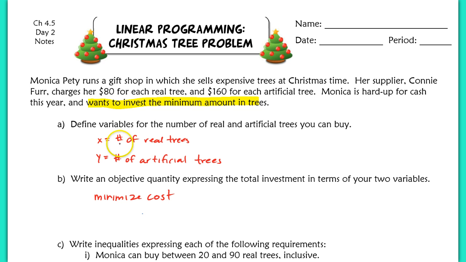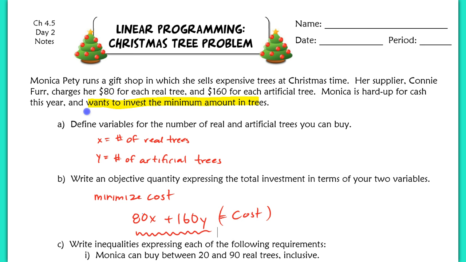Now the cost for each tree is $80 for a real one, so 80x plus 160y, that's the cost for an artificial tree. And this is going to be the total cost that she has. Now I have equals C here, but really this is just an expression that we want to minimize. Okay, so this is in terms of just a cost.